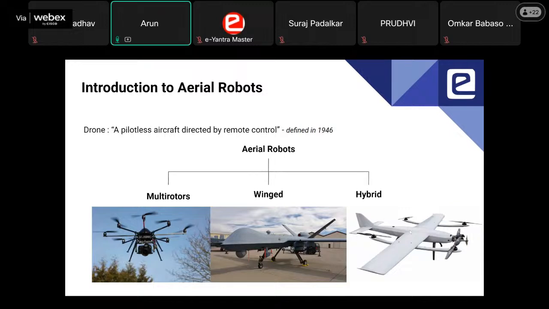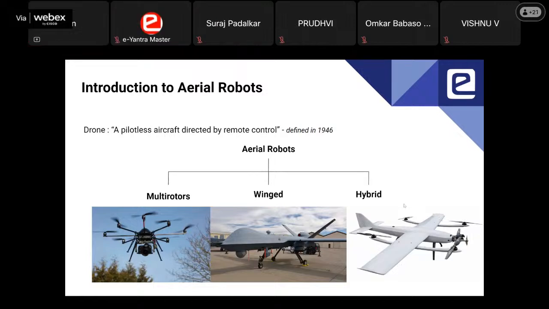And this hybrid is a culmination of both multi-rotors and wing. So you have a wing here, you have rotors here also. So these hybrid vehicles, an example is a VTOL. This is a VTOL, meaning vertical lift off and landing.